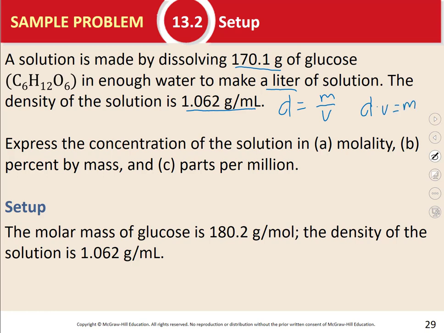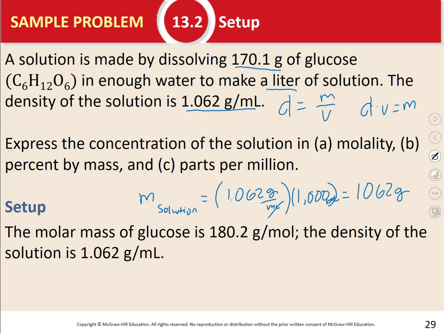So if we plug those in, the mass of the solution is the density, 1.062 grams per milliliter, times the volume. Now we're told it's a liter, so how many milliliters is that? How many milliliters in a liter? 1,000. You know this. All right, 1,000 milliliters. So milliliters cancel. We're left with grams. 1,062 grams of solution.